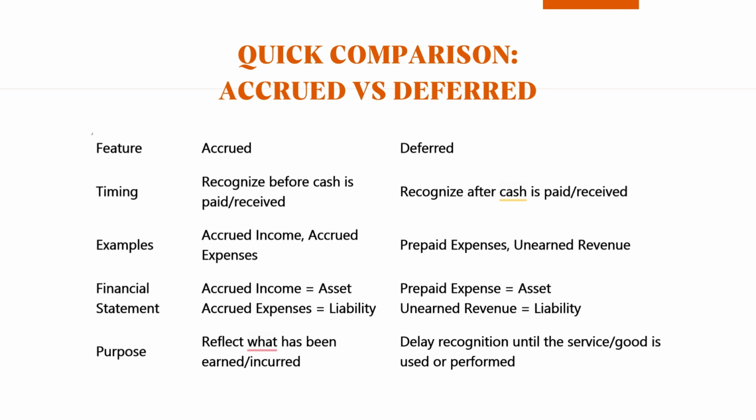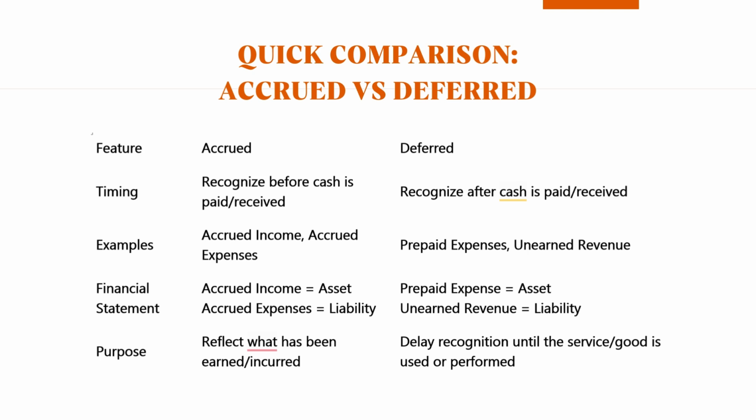Second, examples. What are some typical examples of each? Under accrued, we have accrued income and accrued expenses. Under deferred, we deal with prepaid expenses and unearned revenue. So accrued income is like work already done but not yet paid for. Unearned revenue, on the other hand, is money you've received but haven't done the work for yet.